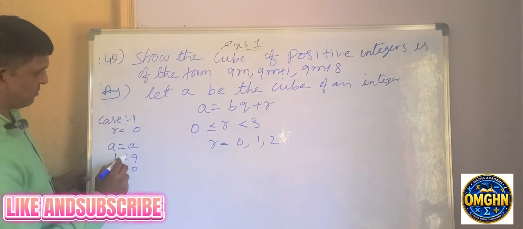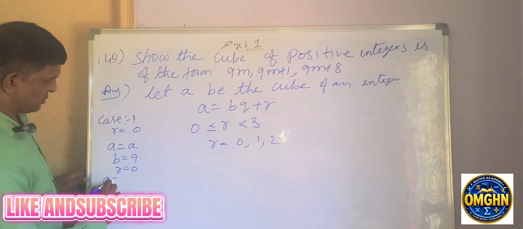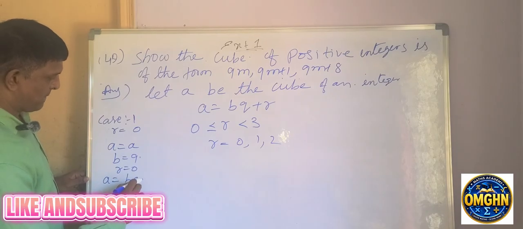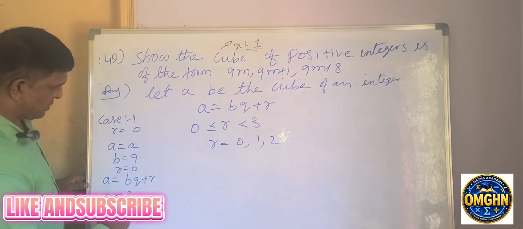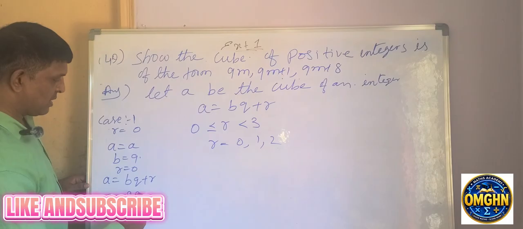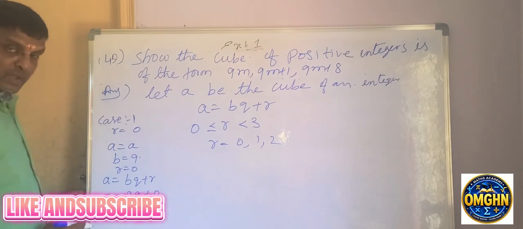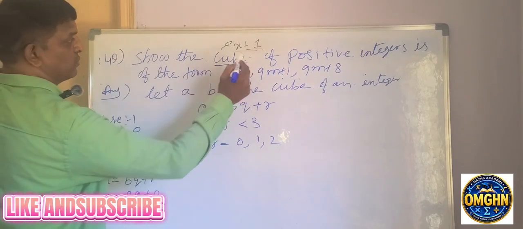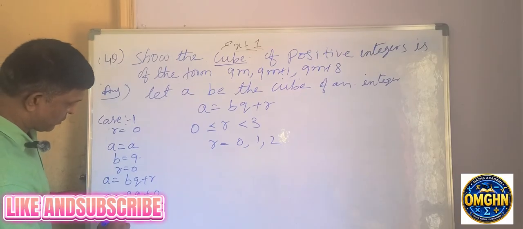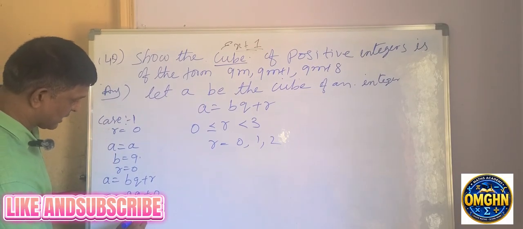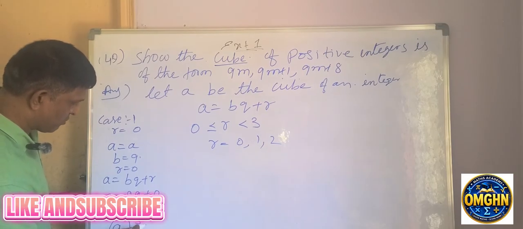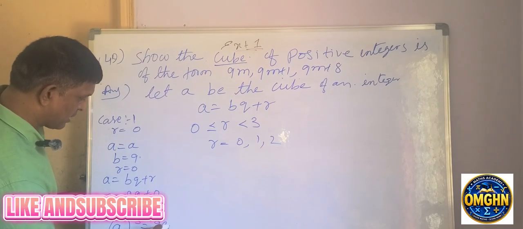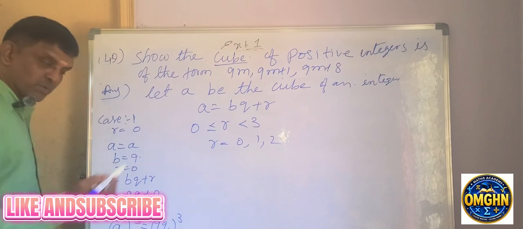Now substitute in the formula a = bq + r. That is a = 9q, q is q only, r is 0. Now this sum is asking for the cube, so we have to cube both sides. That is a cube equal to (9q) whole cube.